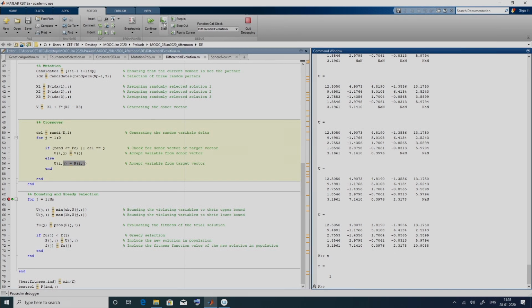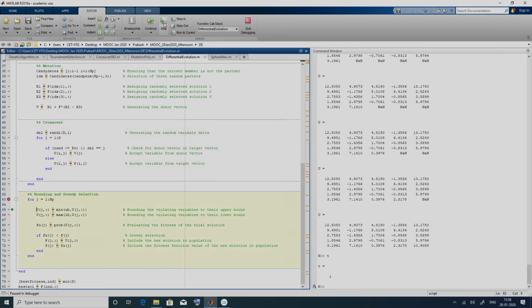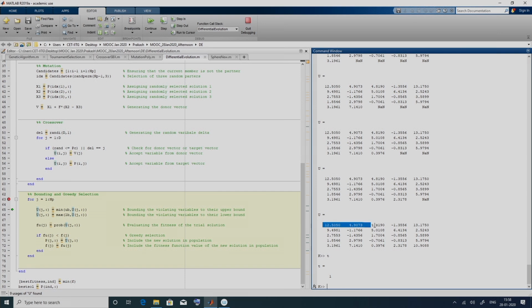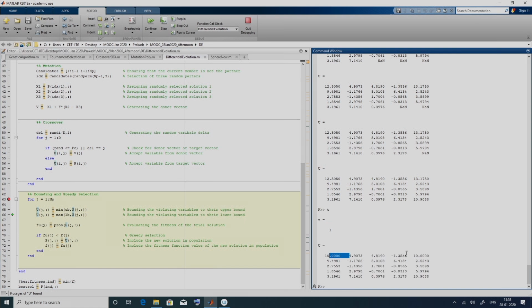So, if we do this step, the first variable, ub is 10 10 10 10. All these 5 values are going to be compared with 10, wherever 10 is being violated. For example, over here the first variable and the last variable, those two are violating the upper bound. So they will be reset to 10. The values of the first and last variable have been reset.